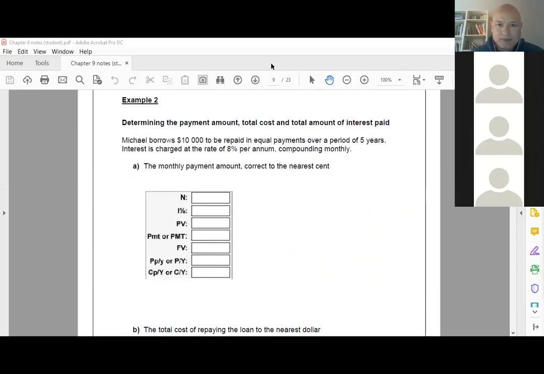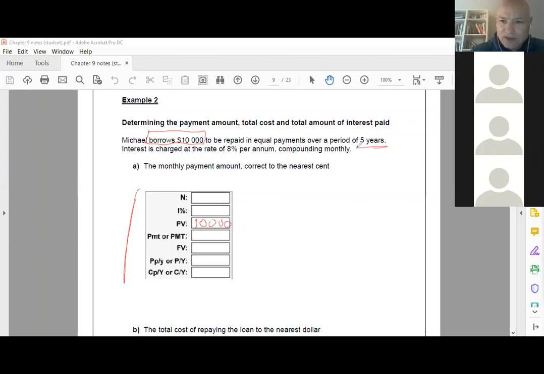Example 2. Michael borrows $10,000. If I had a highlighter, I'd be highlighting here. Okay, I'd be highlighting the borrows, $10,000. Where does that go? In which letter? The $10,000 goes in which one of these letters in here? Which one, sorry? The PV. PV, present value, $10,000. He borrows it, the money's going to him, so it will be a positive $10,000. He's got to be repaid in equal payments over 5 years.